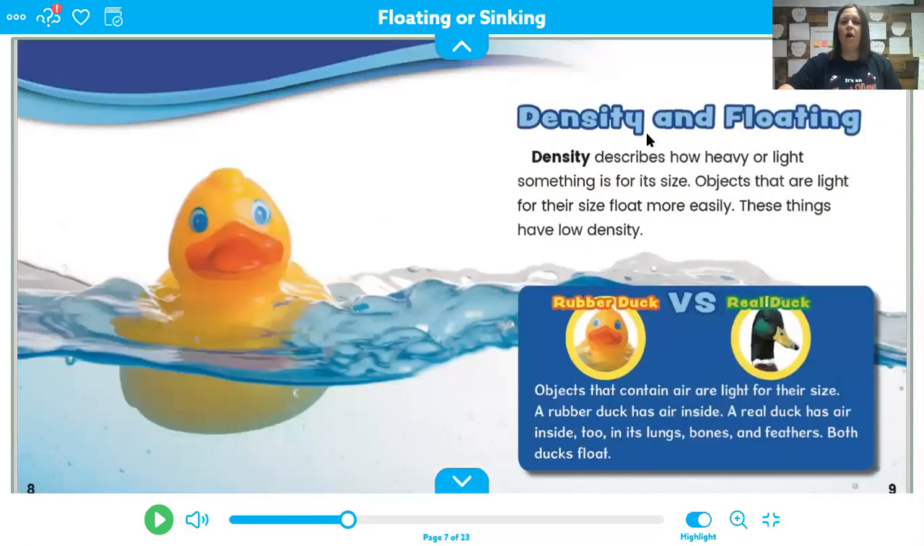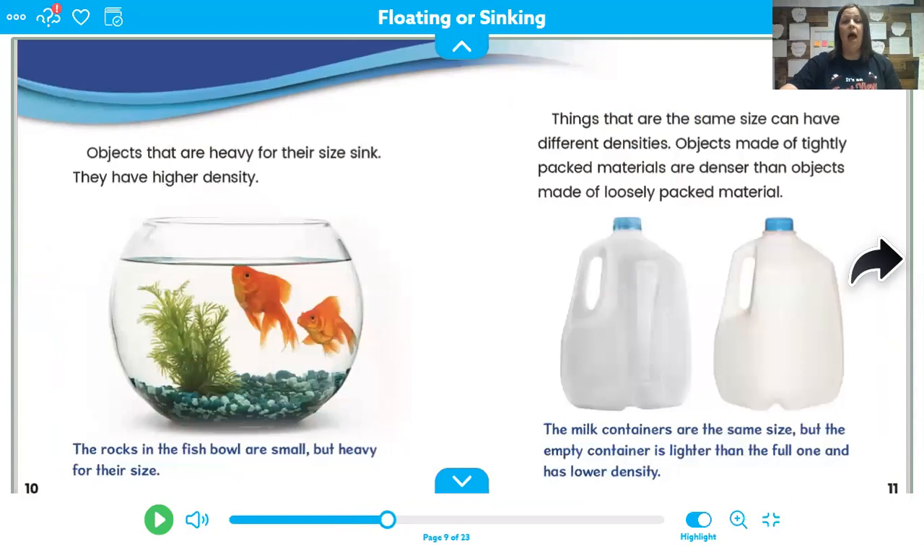So now this is called density in floating. Density describes how heavy or light something is for its size. Objects that are light for their size float more easily. These things have low density. Objects that are heavy for their size sink. They have higher density. So it's looking at the rocks in the bottom of the fishbowl. They sink.